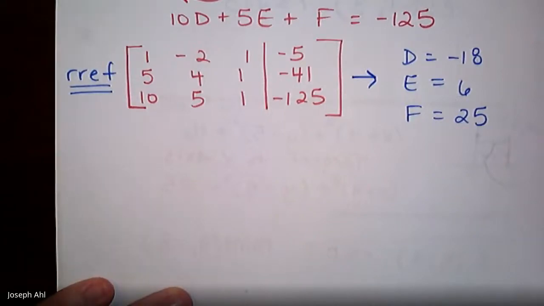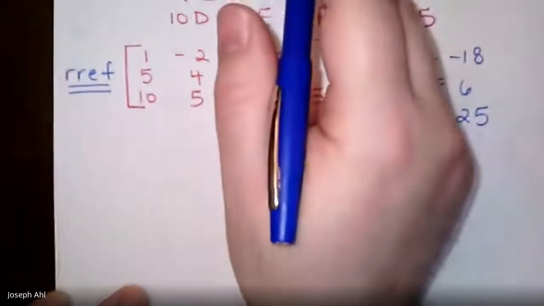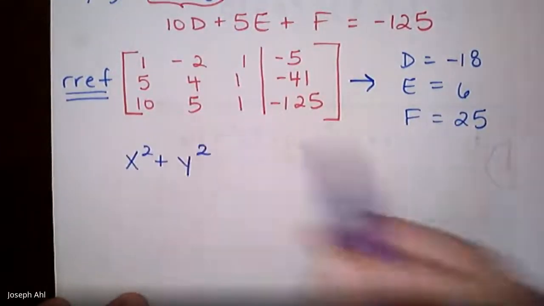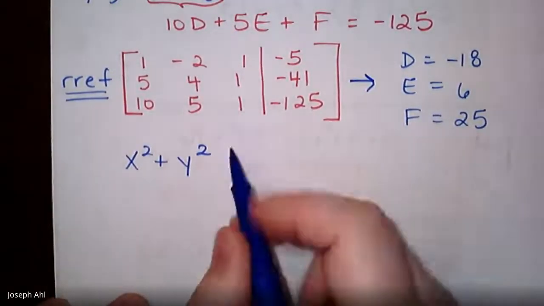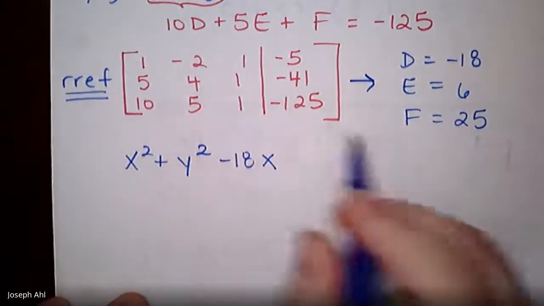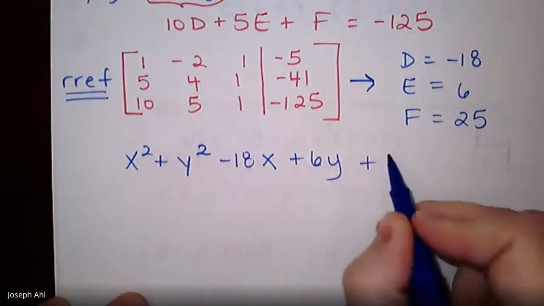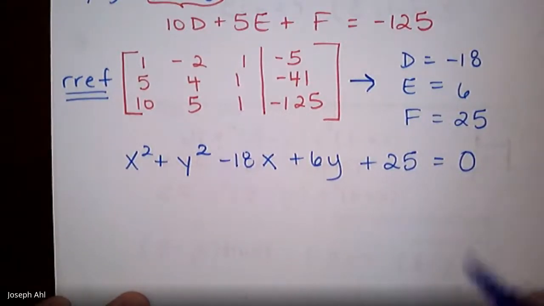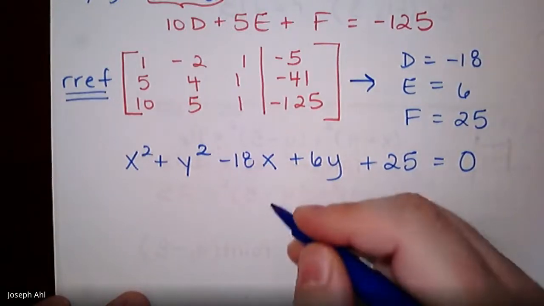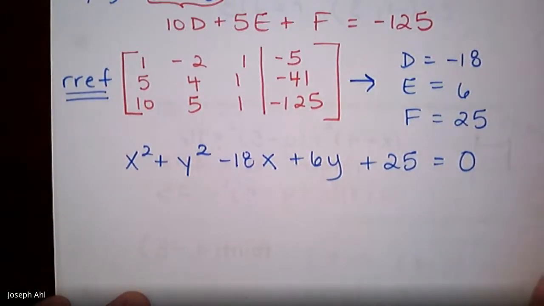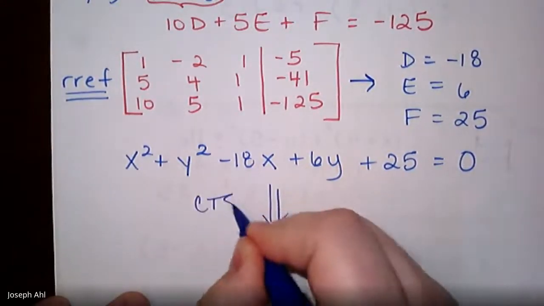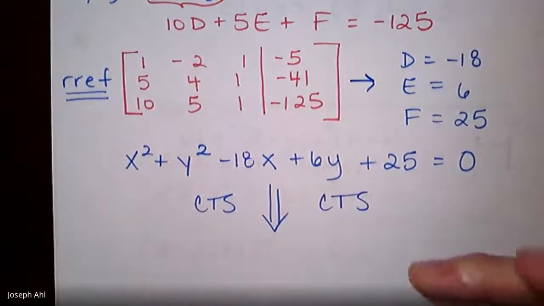So if we know the values of D, E, and F, we're going to go ahead and plug them back in to the original general form at the top, which said x squared plus y squared. The value of D is -18, so it's -18x plus 6y plus 25 equals 0. And you have to just pay attention to the directions. If it said leave your answer in general form, we're done. It didn't really specify anything at the top, but if it said convert to standard form, then you would have to complete the square.